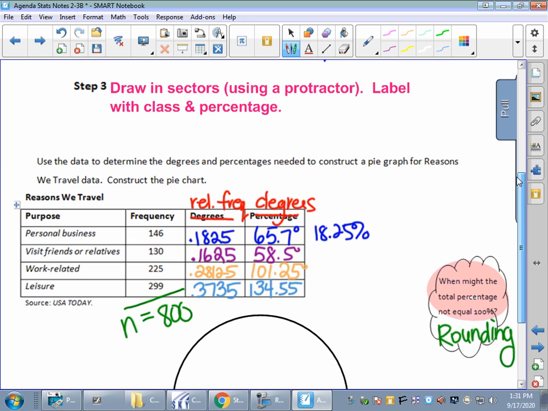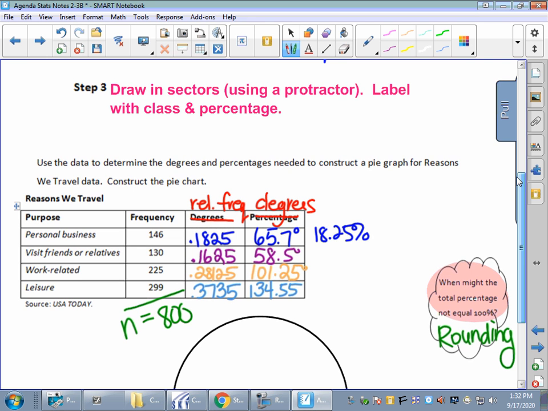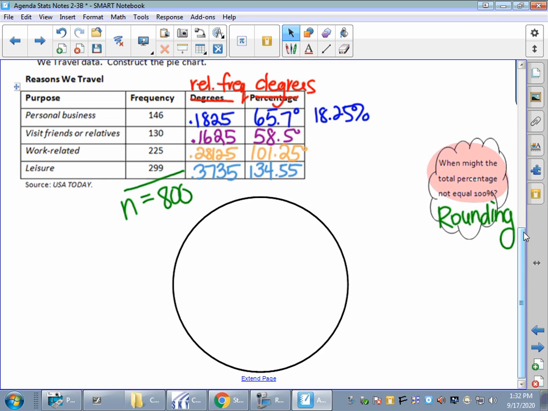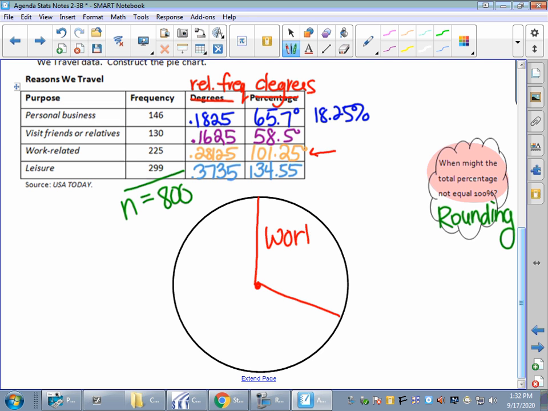So now remember, technically I'm supposed to draw in my sectors using a protractor. That seems like a lot. I'm going to start right here with this 101, because that's only 10-ish degrees above 90. So if I go straight down, try to find the middle, 90 degrees is a right angle, so it's just a little bit past. This would be work, and I'm going to say that's 28.13%. I'm going to pretty much stick to hundredths for my percentages.